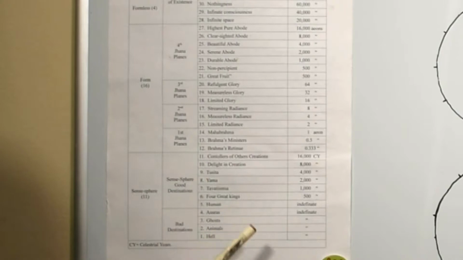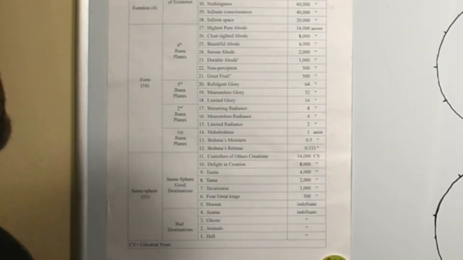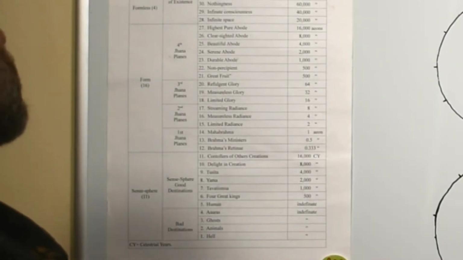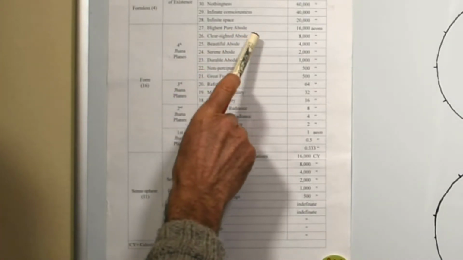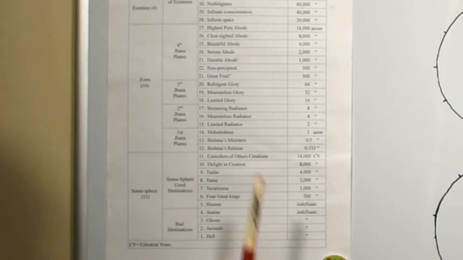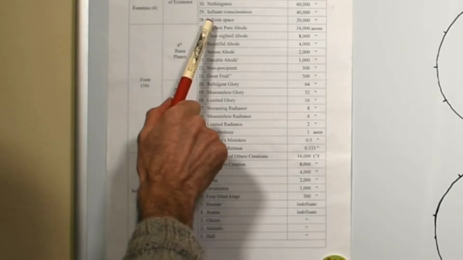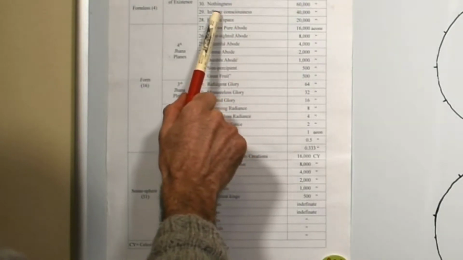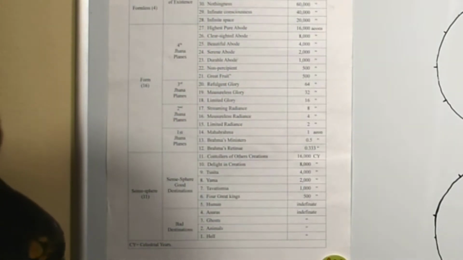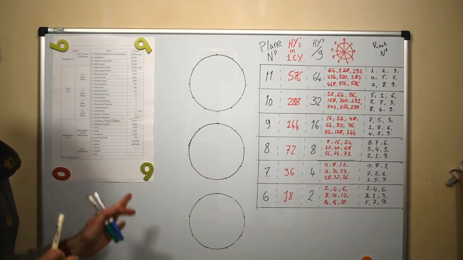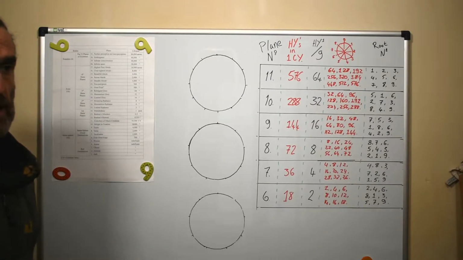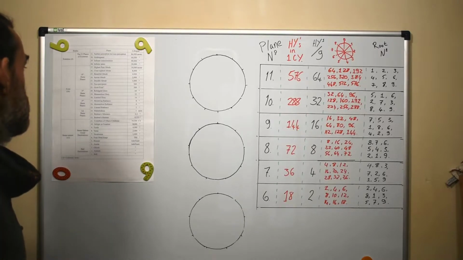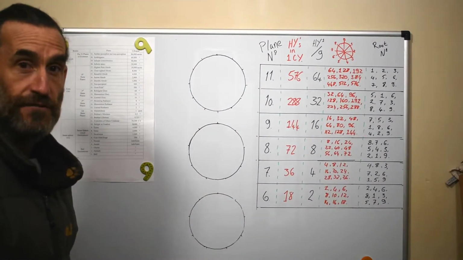That's these ones here, where you get Brahma's retinue, Brahma's ministers, you get limited glory, you get measureless glory, you get all the way up to the highest pure abode. And then you've got these formless realms at the top here, which are infinite space, infinite consciousness, nothingness, neither perception nor non-perception. The 31 planes, it's a whole other talk, which I would like to do one day. But right now, I really want to stay focused on the numbers.